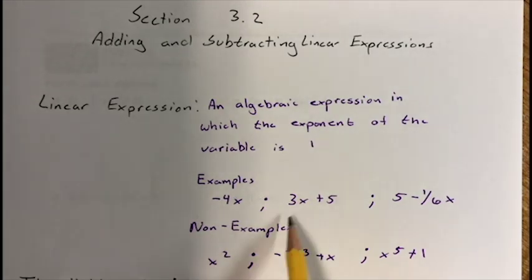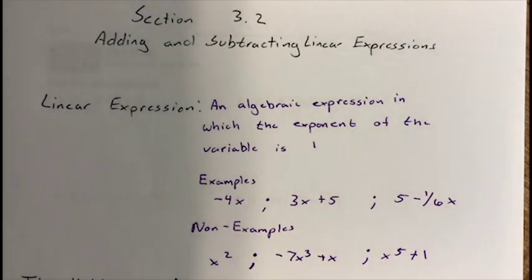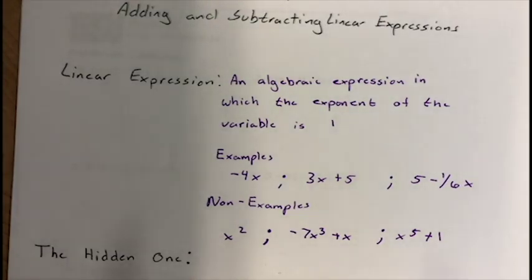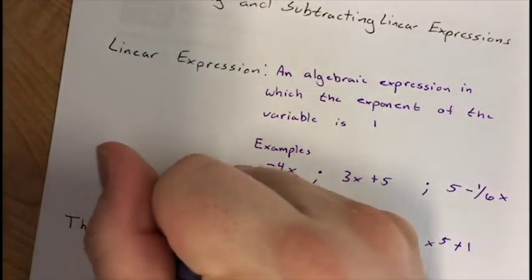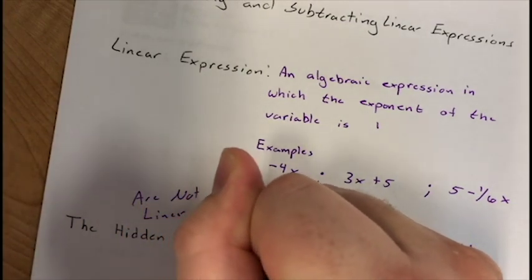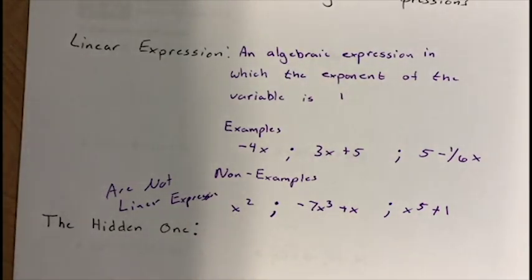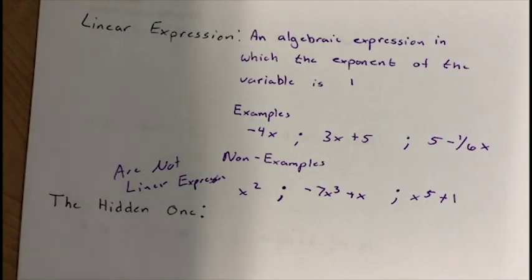That's it, negative 4x. Look at this one. This is a linear expression because the exponent on the variable is technically a hidden 1, and it's the same thing on this one. Some non-examples. These right here, I'm going to write this in purple, are not linear expressions, and here is the reason why. This is x squared. It's being raised to the second power, not a linear expression. This says negative 7x to the third power, not a linear expression because it's being raised to the third. This is saying x to the fifth plus 1, not a linear expression because it is being raised to the fifth power. So just a few things.